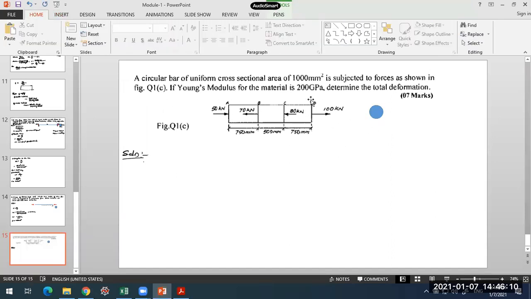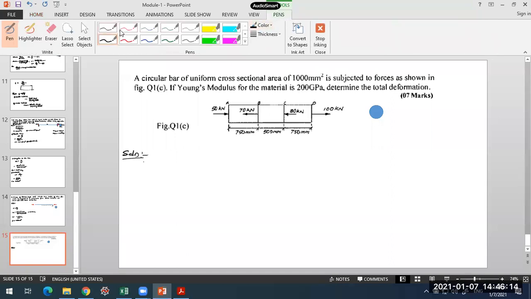Every segment has the same area, 1000 mm square here. Okay, so the loads that are acting are different in each of the segments. Each segment will be experiencing different axial loads over here. For that, you need to find out the total deformation of this bar.